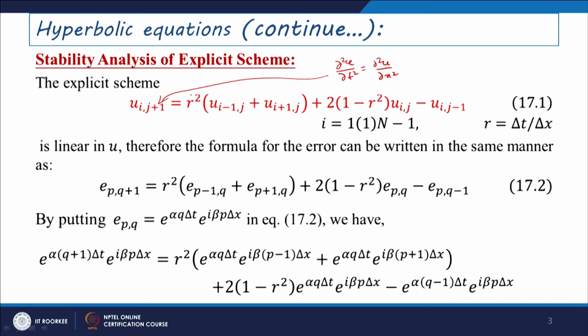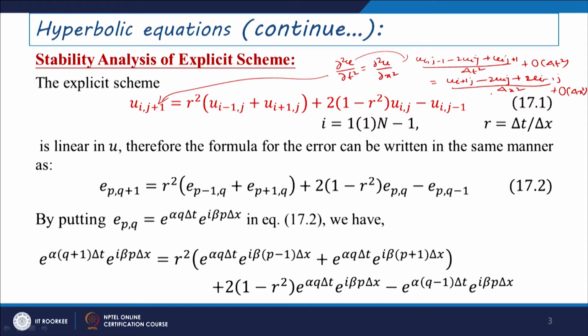Easily you can find this equation, since if we discretize this equation, it can be written in the form u i j minus 1 minus 2 u i j plus u i j plus 1 by del t square, plus order of del t square, equals u i plus 1 j minus 2 u i j plus u i minus 1 j by del x square, plus order of del x square.